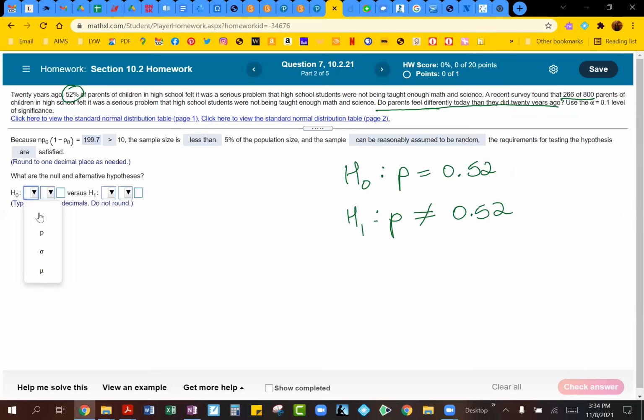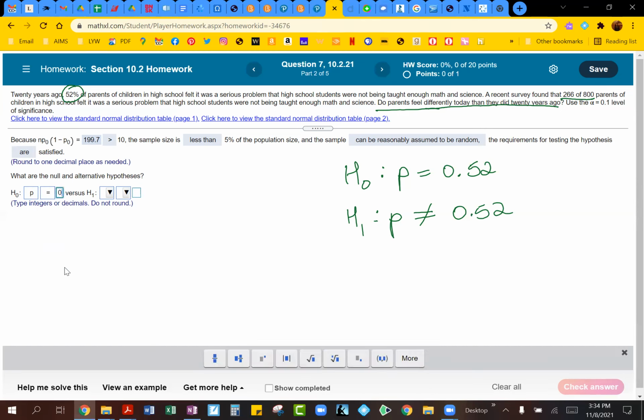So the null: probability is equal to 0.52, just going with that original value. And then the alternative: probability is not equal to 0.52.